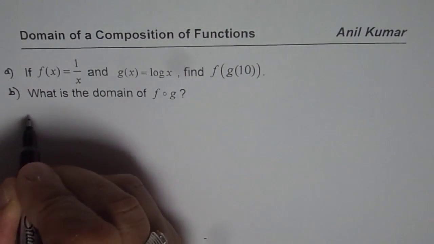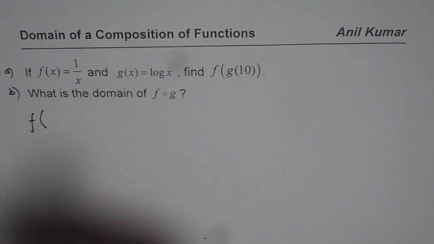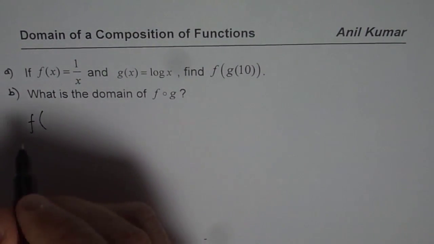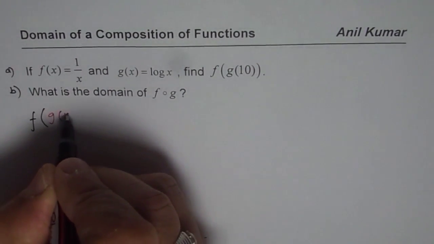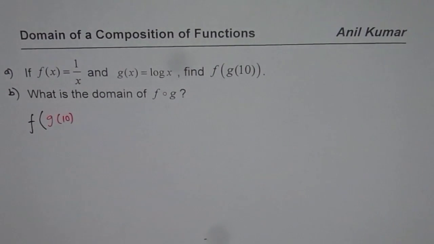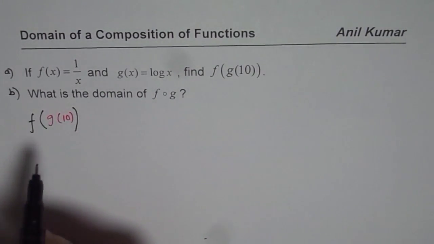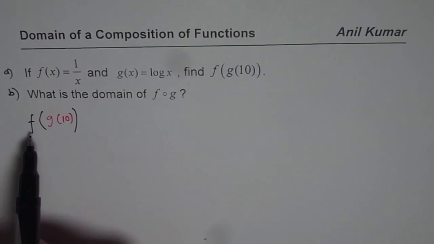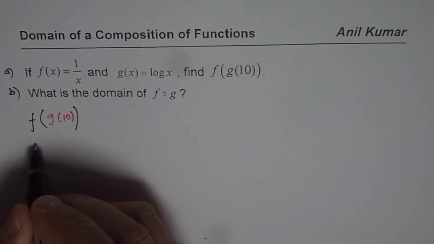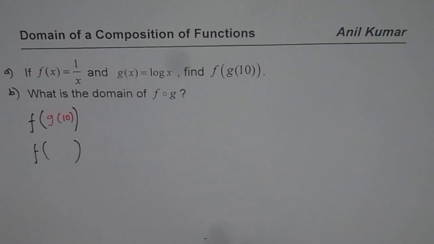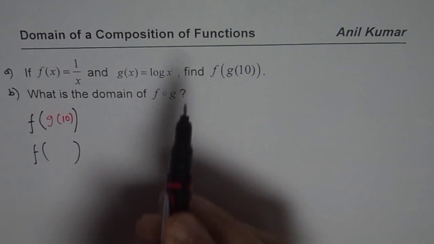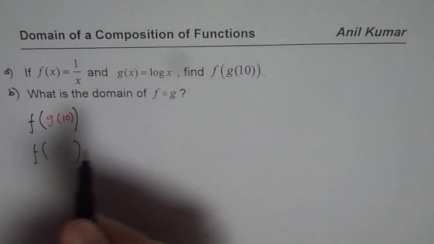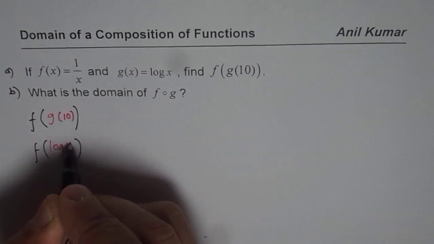In part A we need to find f of g of 10. So first we should calculate g of 10 and then we can find f of that number, right? So we have f of, now g of 10 is what? g of 10 means log of 10, so it is f of log of 10.